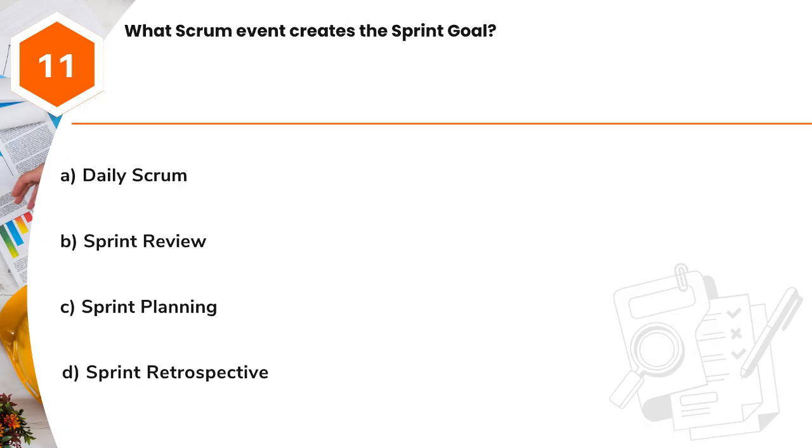Question 11. What Scrum event creates the sprint goal? A. Daily Scrum. B. Sprint review. C. Sprint planning. D. Sprint retrospective.